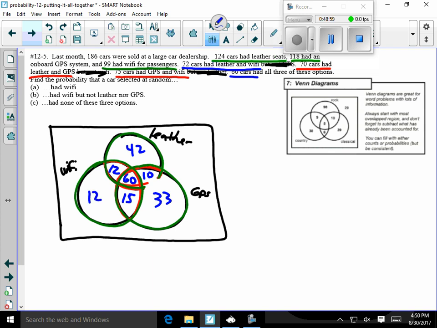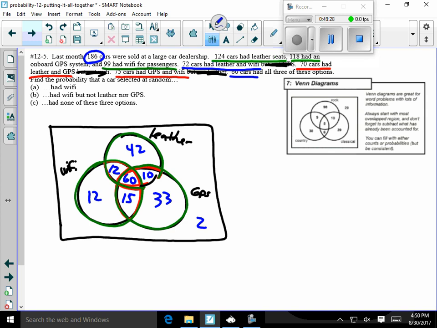Now there's one more area that we haven't yet talked about, and that is the part that's outside all the circles, right? If you add up all the numbers in the circles accounted for already and subtract it from the 186, some of the cars don't have any of those options. It turns out there's only 2 cars. When we add all the numbers in blue there, it's 184, and when you subtract from 186, there's 2 left to be on the outside.